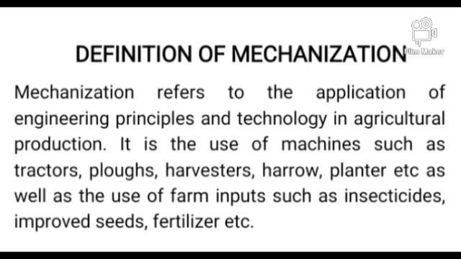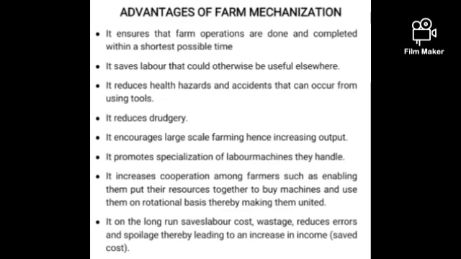So, firstly, let's start with the definition of mechanization. Farm mechanization is the application of engineering principles and technology in agricultural production, storage, and processing on the farm. Farm mechanization involves the application of farm machinery to agricultural activities.